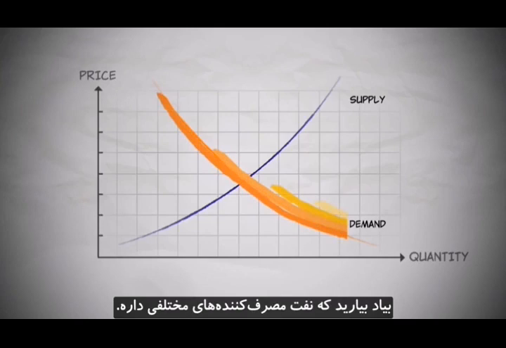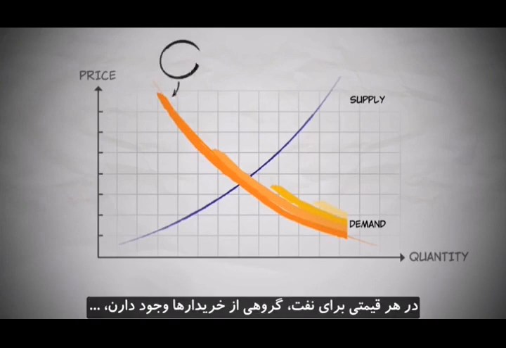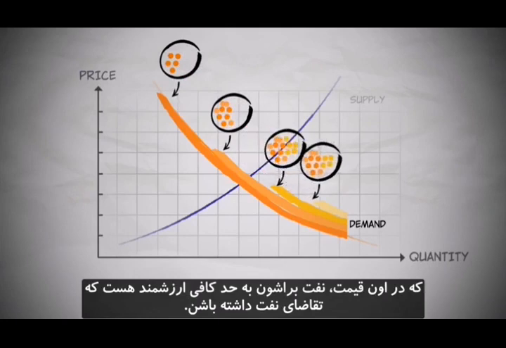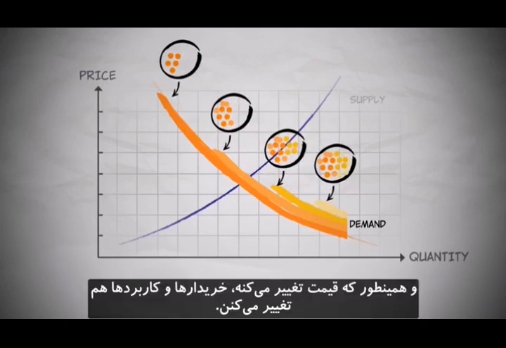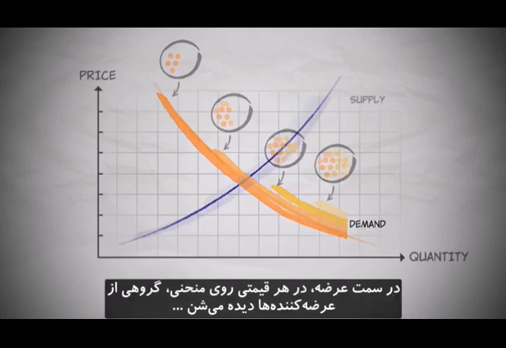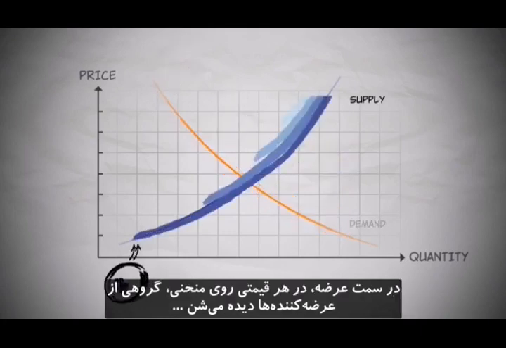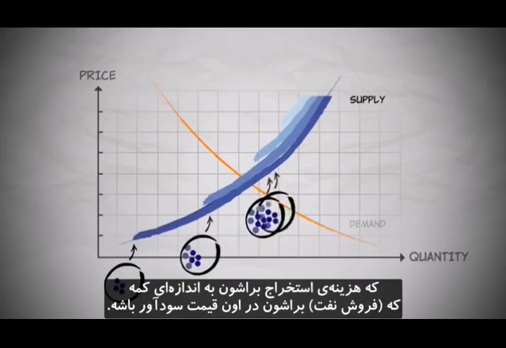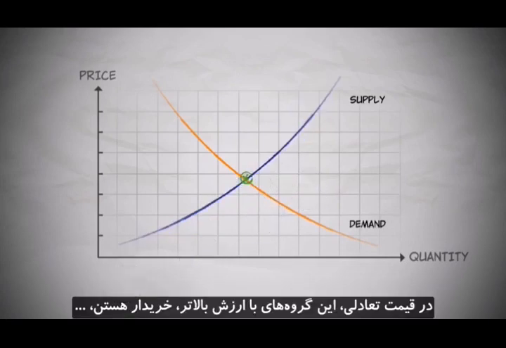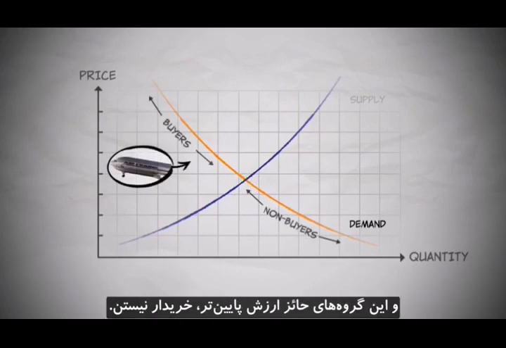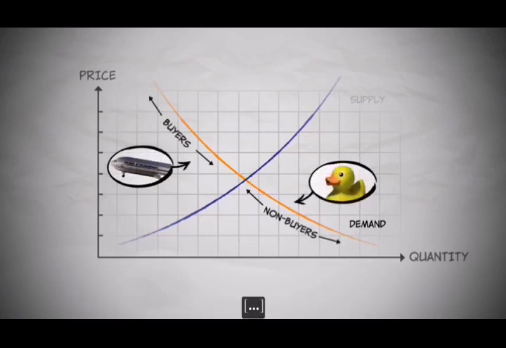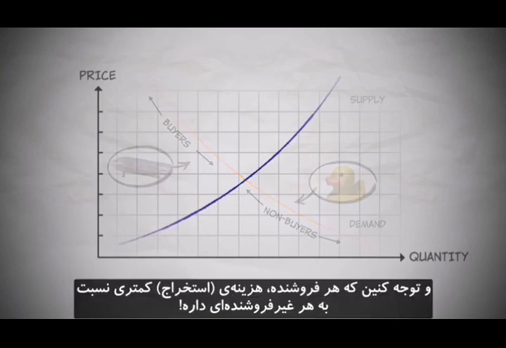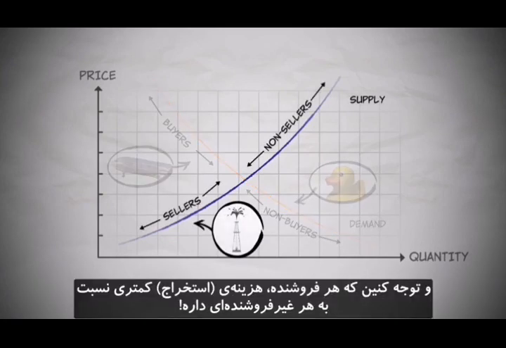Remember that there are many different users of oil and many different uses for oil, each with substitutes, alternatives, and values. At any specific price of oil, there's a group of buyers who value oil enough to demand it at that price. And as the price changes, so do the buyers and their uses. On the supply side, at each price on the supply curve, we're looking at a group of suppliers whose cost of extraction is low enough to be profitable at that price. At the equilibrium price, these higher value groups are the buyers and these lower value groups are the non-buyers. Also notice that every seller has lower costs than any of the non-sellers.